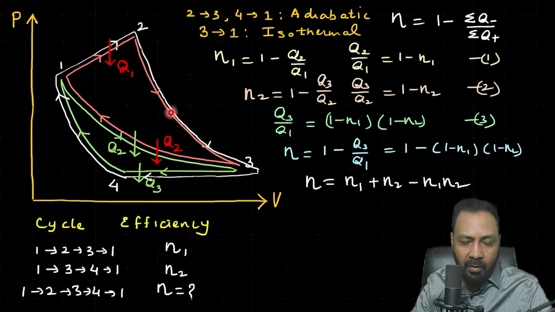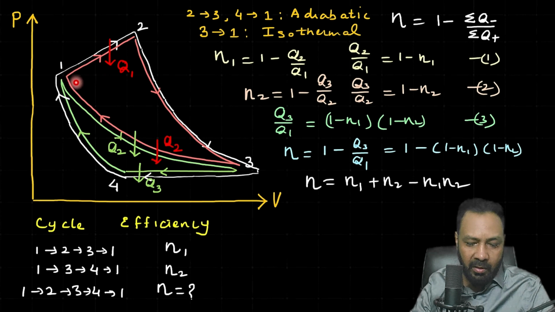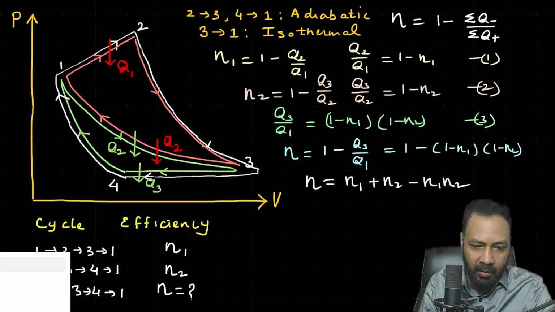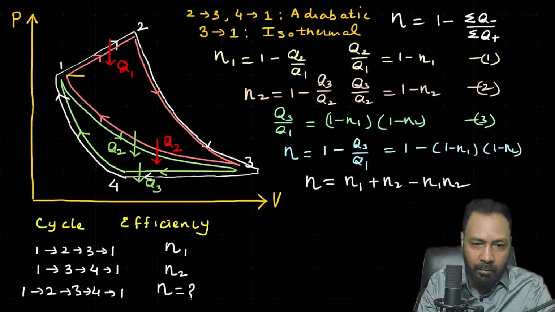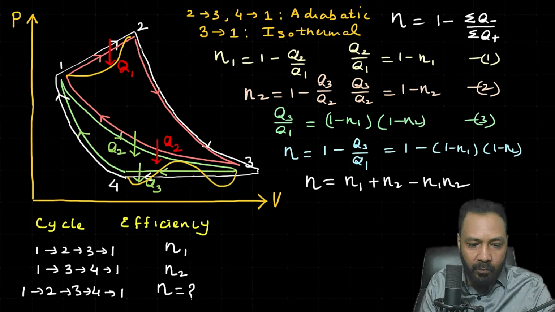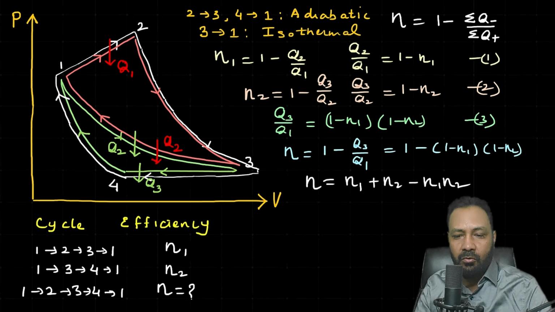And now see that we did not require what type of process this is. Even if this process would be something like that, my answer would not change, or if this process would be something like that, still it would not have changed. So these two processes are not important. The important thing is that this is an adiabat, and in between there is an isotherm. We will still get the same result.